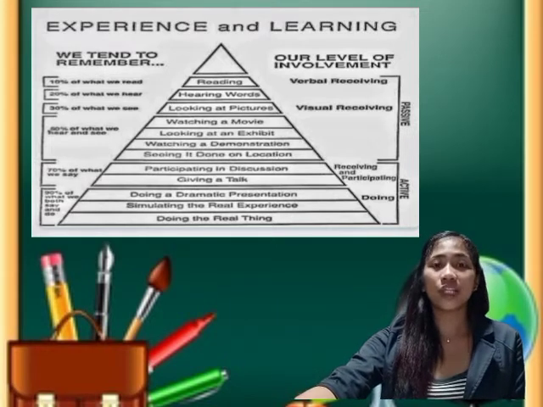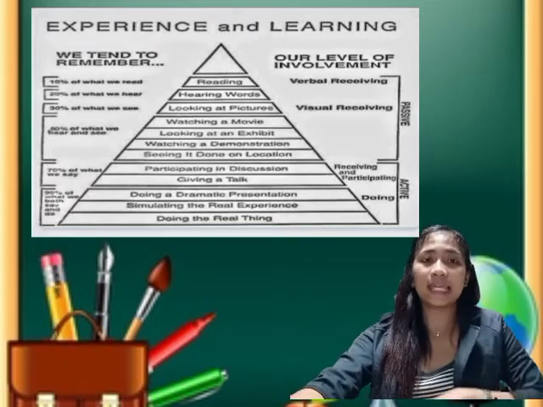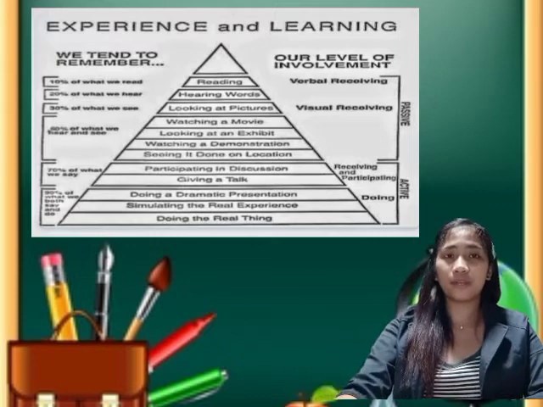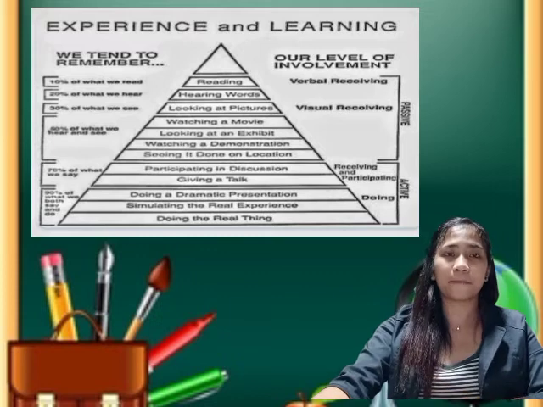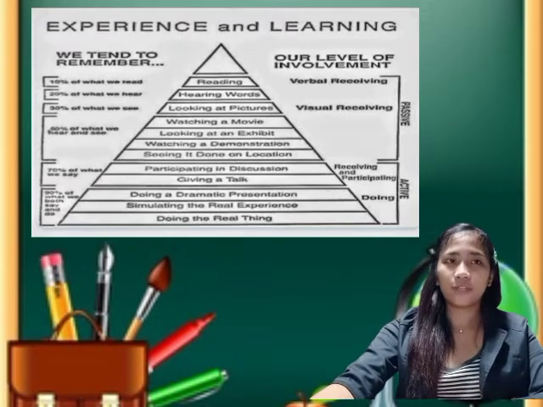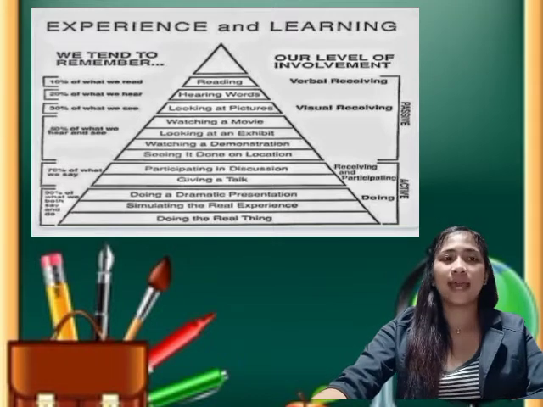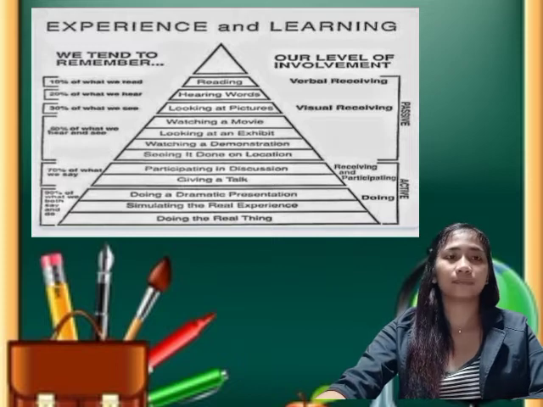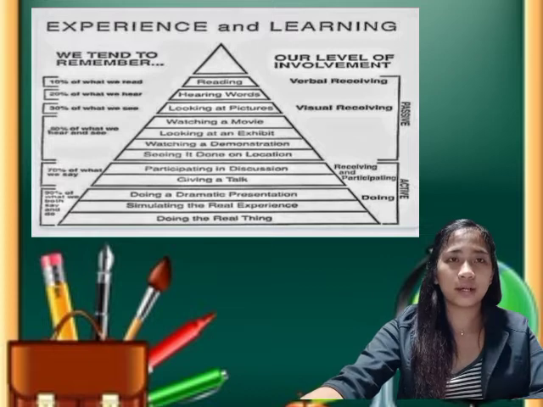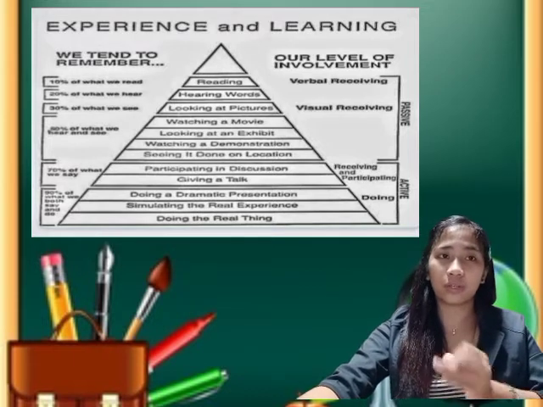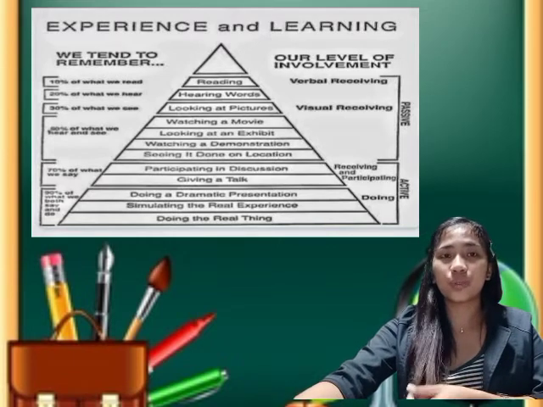Next, watching a movie, looking at an exhibit, watching a demonstration, seeing it done on location. The nature of involvement here are visual receiving and participating. The fact is, after 2 weeks, we tend to remember 50% of what we hear and see, and 70% of what we say. Last is, examples on these are participating in a discussion, giving a talk, doing a dramatic presentation, simulating the real experience, doing the real thing.